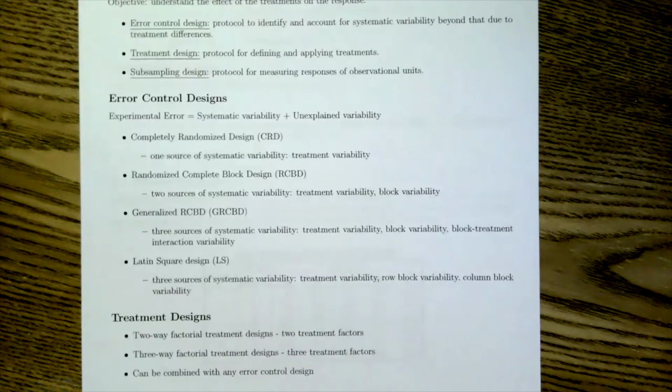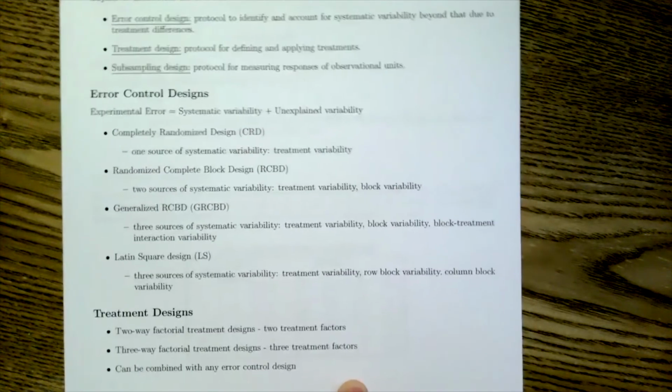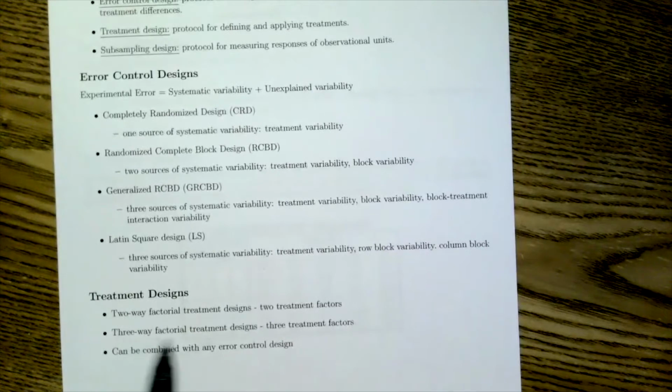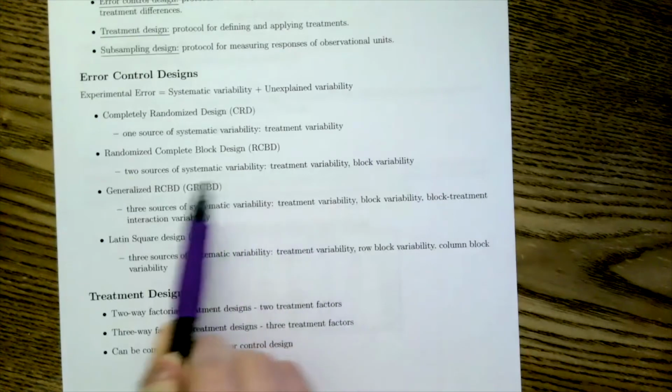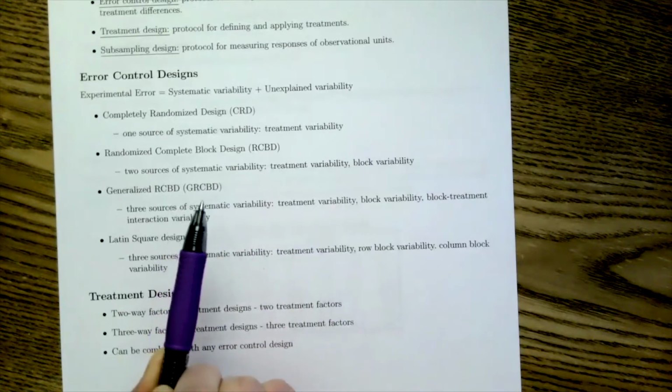We've also talked about treatment design, and last week we really expanded on this through talking about the factorial. Previous to last week, we only had one treatment. Again, treatment design is how many treatment factors do we have? What are the levels? Are we going to use all the combinations or only a fraction of the combinations? In this class, we didn't worry about the fraction. We were just focused on all of them. And our treatment design can be combined with any error-controlled design.